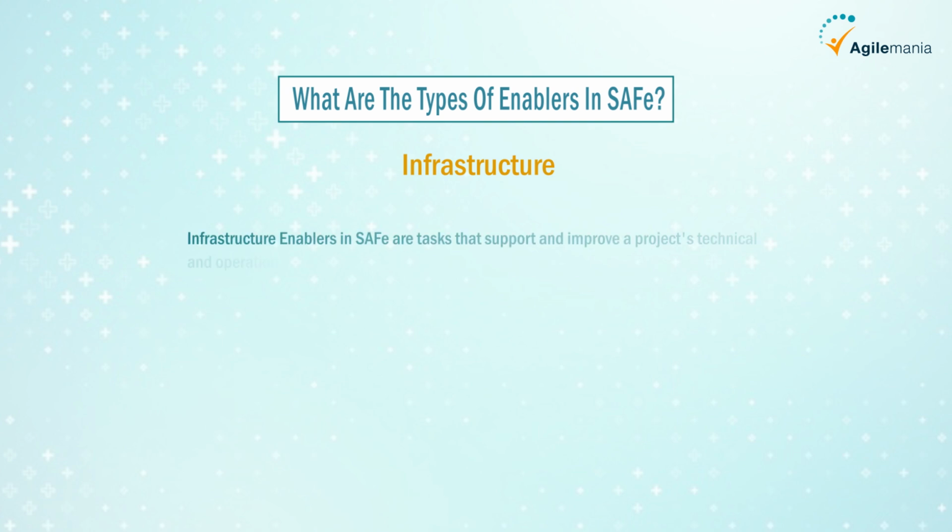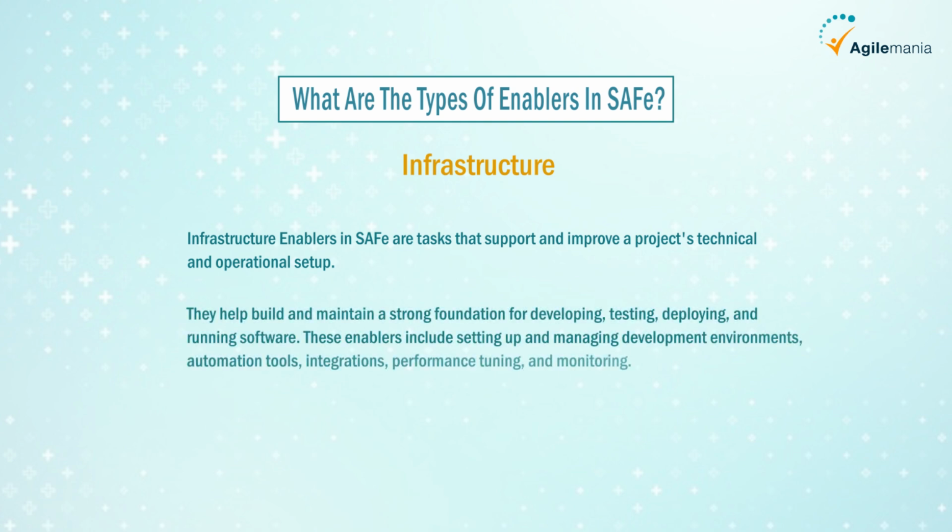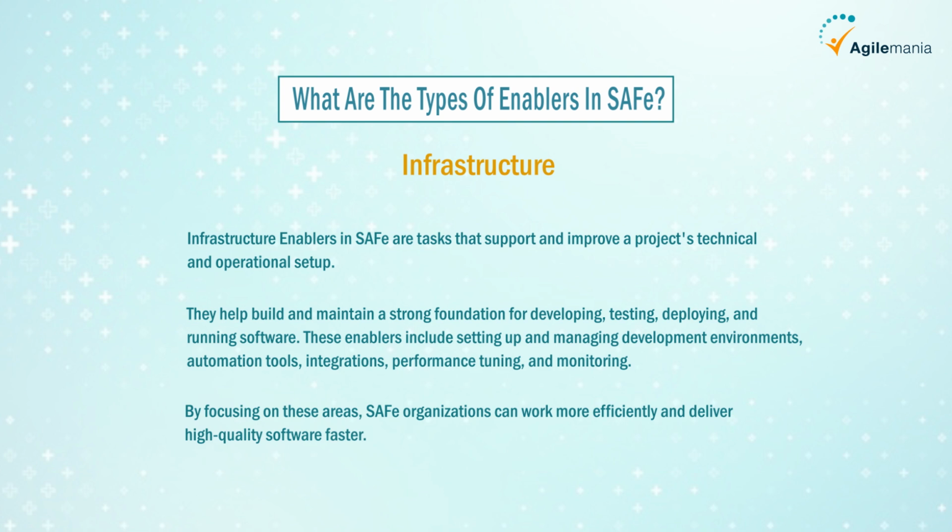Next is infrastructure. Infrastructure enablers in SAFe are tasks that support and improve a project's technical and operational setup. They help build and maintain a strong foundation for developing, testing, deploying, and running software. These enablers include setting up and managing development environments, automation tools, integrations, performance tuning, and monitoring. By focusing on these areas, SAFe organizations can work more efficiently and deliver high-quality software faster.